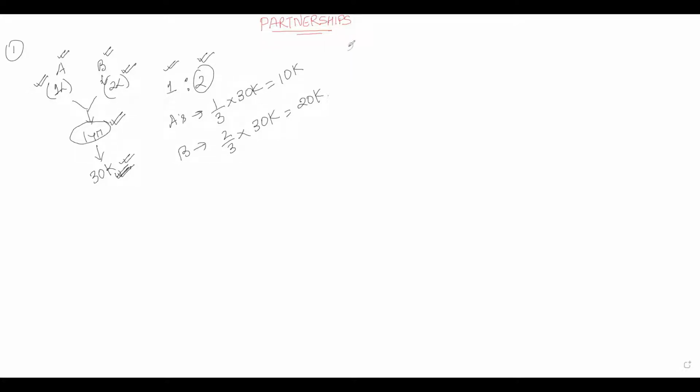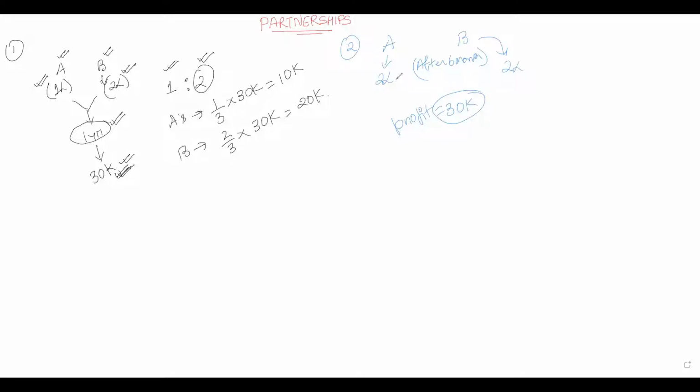Okay, so now let us see another case where A and B have invested the same amount, but they have invested for different time periods. Say A has started a business with rupees 2 lakh and after 6 months, B came into the business and B has also invested rupees 2 lakh. So at the end of the year, they have earned a profit of, say, 30,000 again. So in what ratio will this profit be divided between A and B?